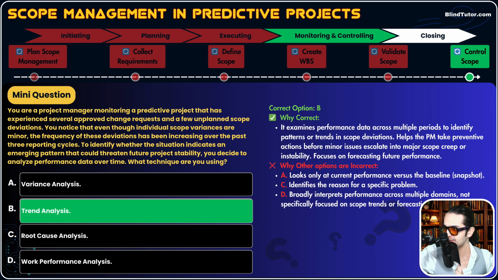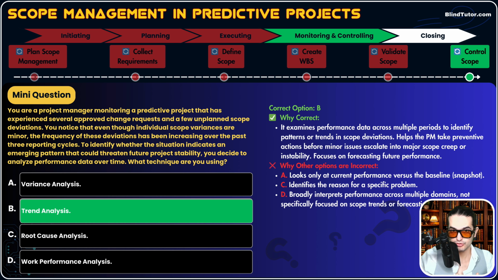Whenever you have a pattern and you want to predict the future, it's trend analysis. You're doing trend analysis, guys. So we know trend analysis is a tool and technique in control scope. It examines performance data across multiple periods, month 1, for example, month 2, month 3, or quarter 1, quarter 2, to identify patterns or trends in scope deviations, okay?